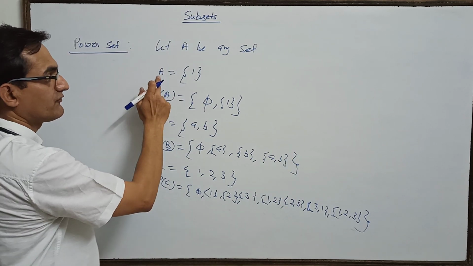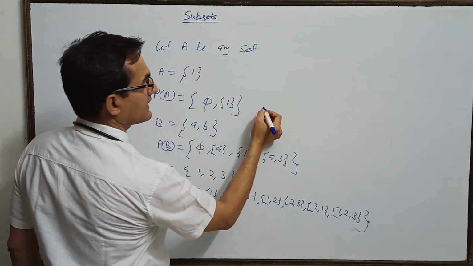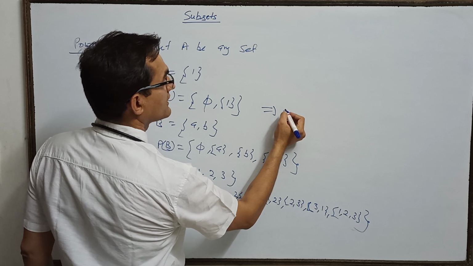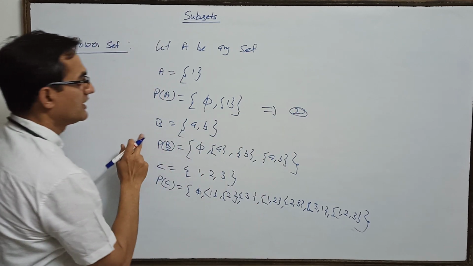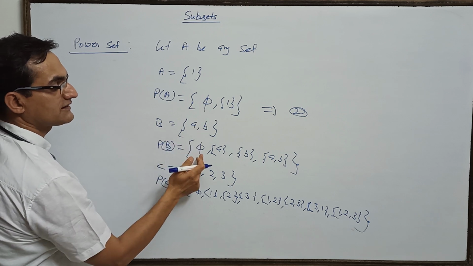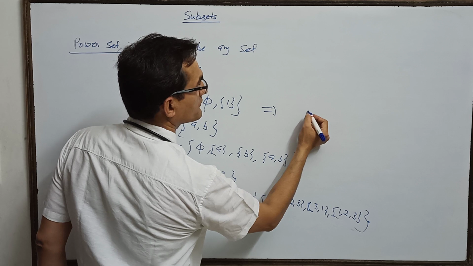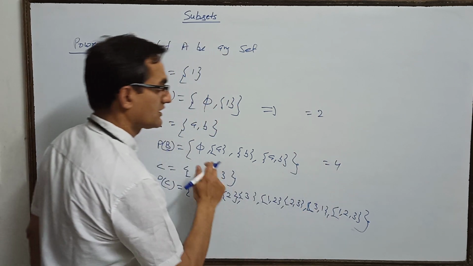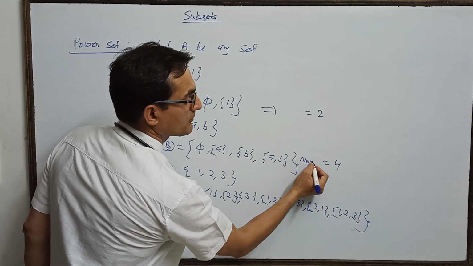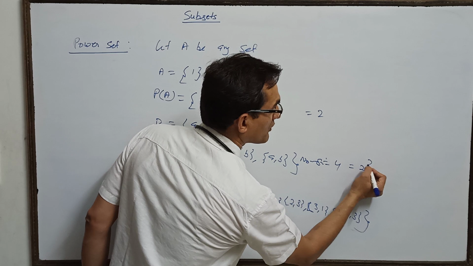If a set has 1 element, then its power set has 2 subsets. If B has 2 elements, then the number of subsets is 4, and 4 you can write as 2 to the power 2.